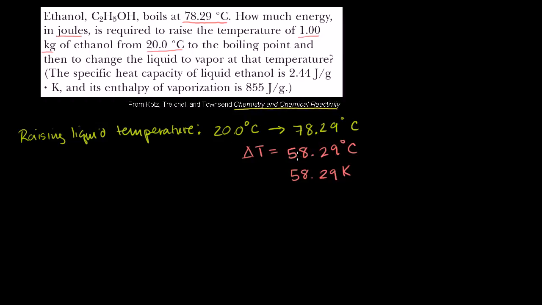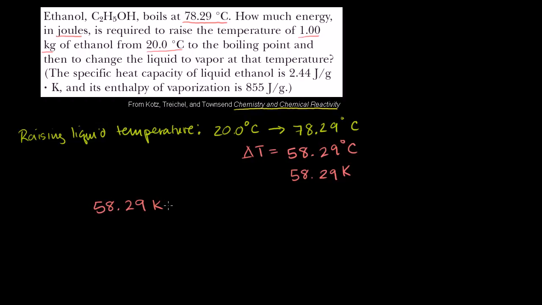So let's figure out how much energy is required to raise that temperature. We want a delta T of 58.29. Actually, let me change it to Kelvin, because that looks like what our units are given in for specific heat. So 58.29 Kelvin is our change in temperature. I could have converted either of these to Kelvin first, then found the difference, and gotten the exact same number, because the increments on the Celsius and Kelvin scales are the same amount.